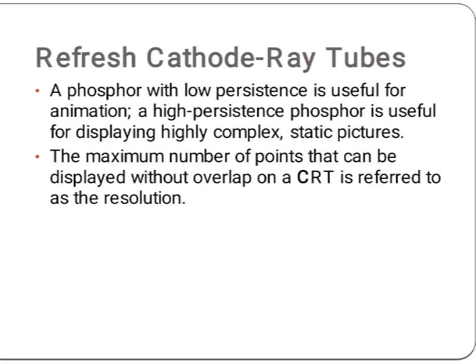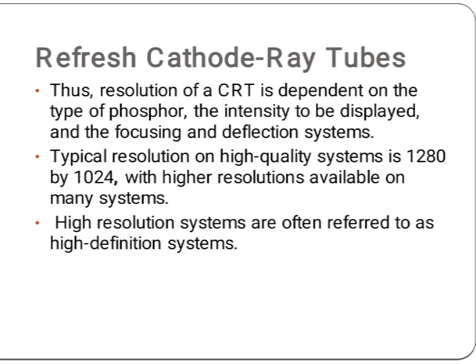The maximum number of points that can be displayed without overlap on a CRT is referred to as the resolution. Thus, the resolution of a CRT is dependent on the type of phosphor, the intensity to be displayed, and the focusing and deflection system. Resolution on high quality systems is 1280 by 1024, with a higher resolution available on many systems. High resolution systems are often referred to as high definition systems.